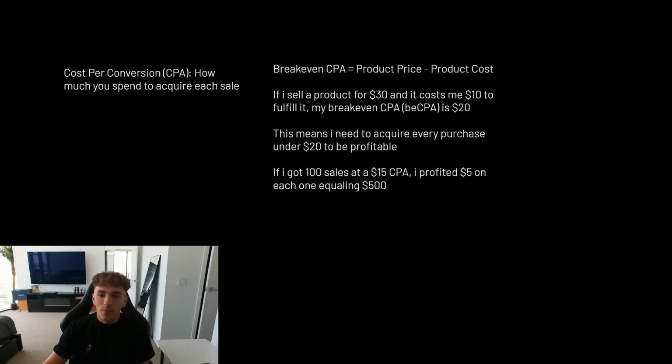And within that example, what that means is I need to acquire every purchase under $20 to be profitable, and I need to keep my CPA column under 20 bucks. So if I got 100 sales at a $15 CPA, that means I profited $5 on every single sale that I got, and that equals 500 bucks in profit for that day.